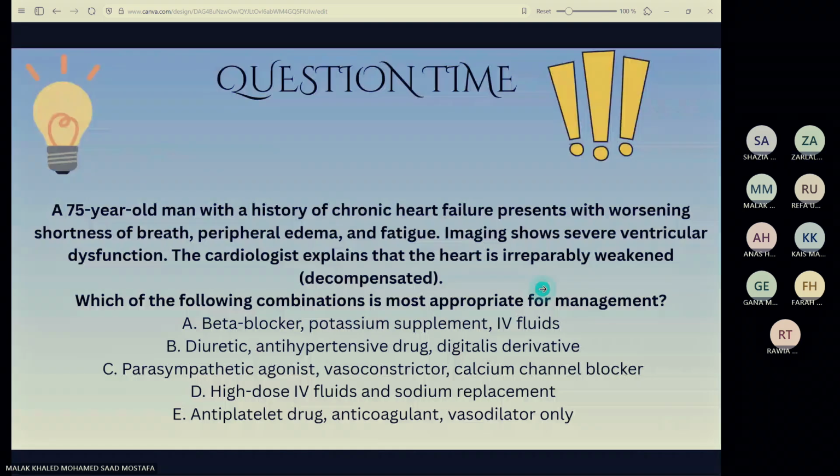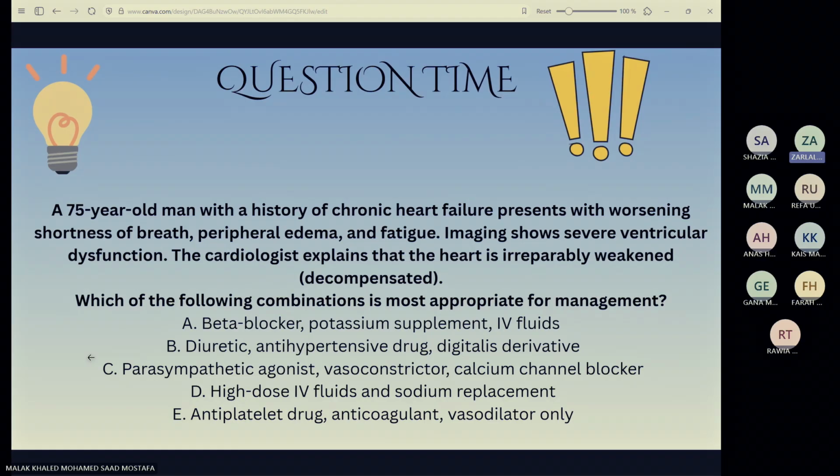Okay, yeah. So we have another question, which is a 75-year-old man with a history of chronic heart failure presents with worsening shortness of breath, peripheral edema, and fatigue, shows severe ventricular dysfunction. The cardiologist explains that the heart is irreparably weakened. Which of the following is most appropriate for management? This question is basically about the treatment of heart failure. So here in this case, this man is not just experiencing one-sided heart failure, he's experiencing both. He's having both of the symptoms.